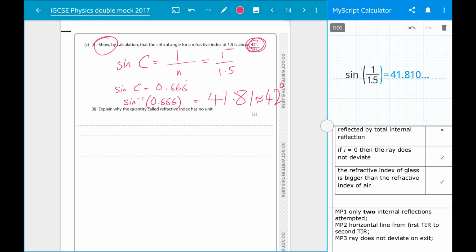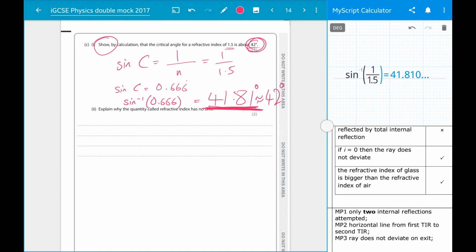It's going to be around about 42 degrees. In this case, it's 41.8 degrees. And then you can say that's approximately equal to 42. But show this number. Show the number on your calculator with all the decimal points, because then it shows that you've actually got a value.